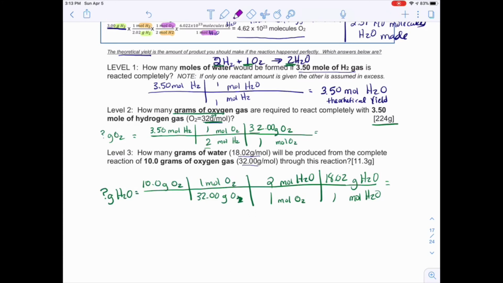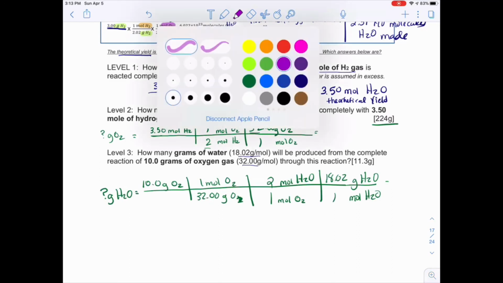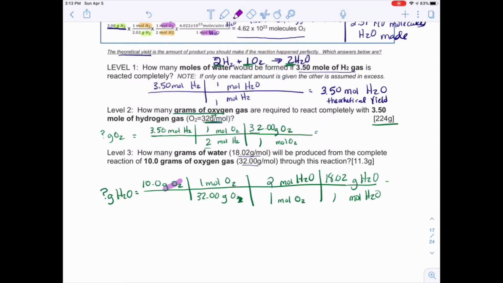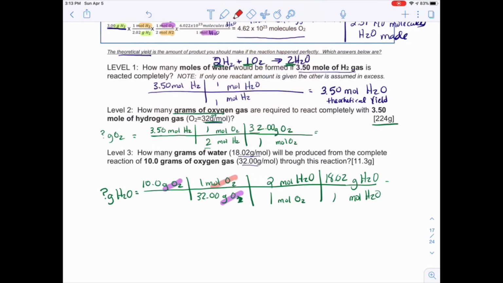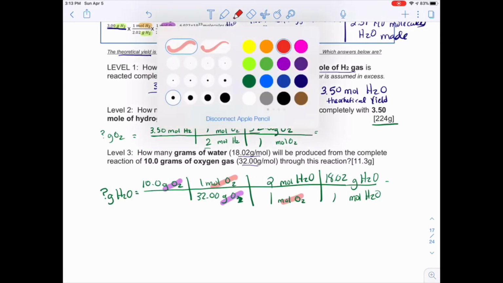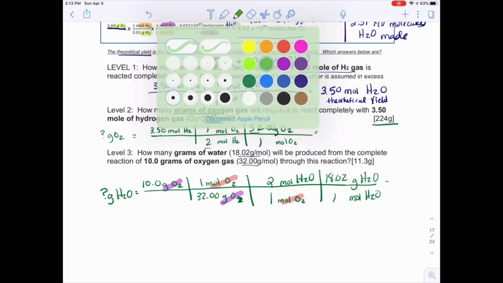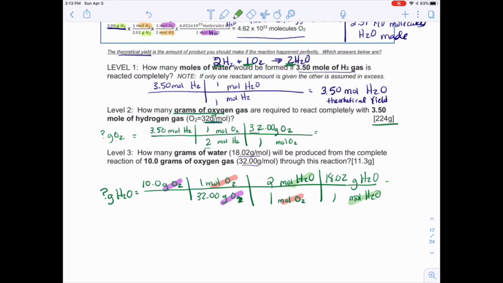So when you're doing the math, you're going to say, 10 times 2 times 18 divided by 32, or you can do it in any other order. Do note that I am putting all of these to grams of oxygen. Notice I'm not just saying grams when I'm saying grams of who, because I'm switching between the who's. Here, 11.3, notice that that's 3 sig figs because I am starting with 3 sig figs.